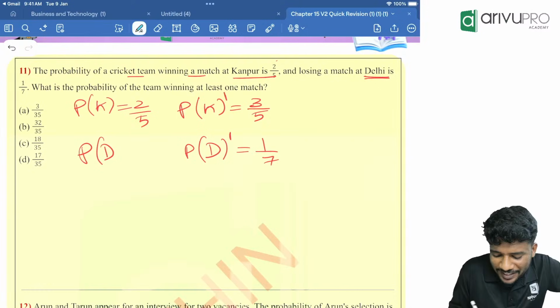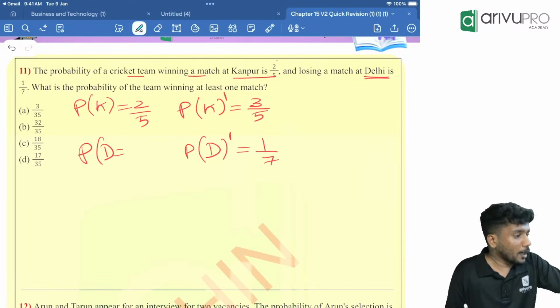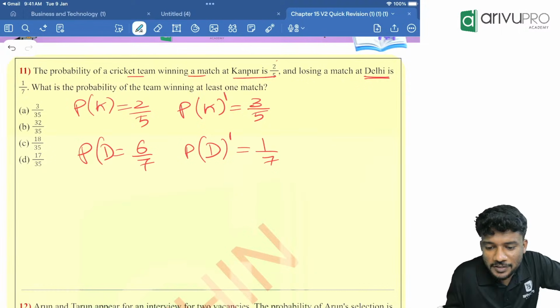Then probability of winning in Delhi will be what? 1 minus 1 by 7, which will be 6 by 7.